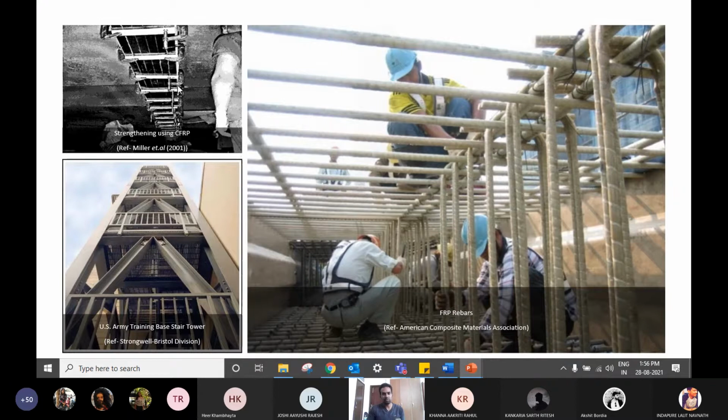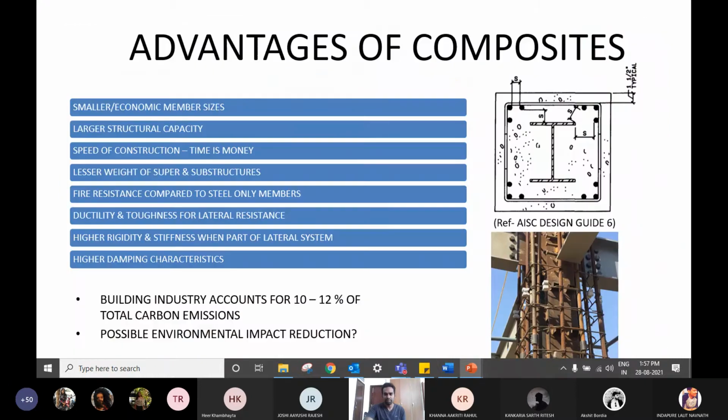The most widely used part is the strengthening part. Second is FRP reinforcement bars in bridges, not in buildings. As of now, that's the current trend. And FRP buildings, which are made up of FRP sections, it's on the extreme end, so it's not in the normal applications.